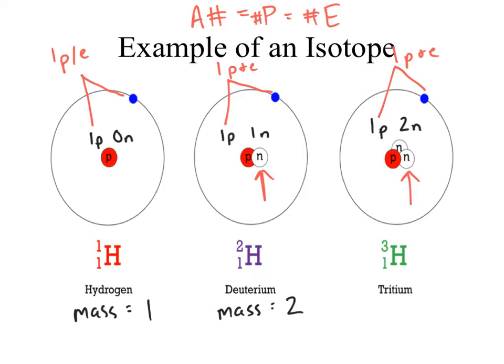And the last one has 1 proton and 2 neutrons, so it has a mass of 3. So what we said is backed up by this. The amount of neutrons change, therefore the mass changes. All right, our goal for today is figuring out how to write or list these isotopes.